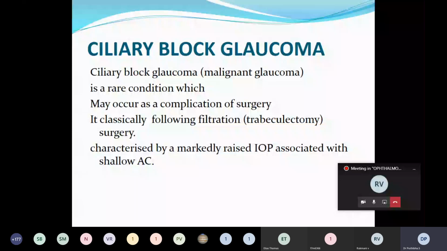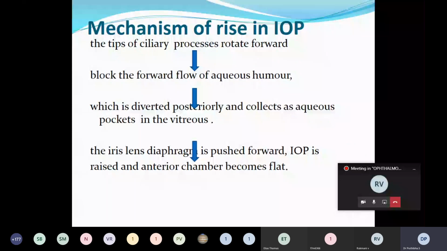So ciliary block glaucoma is also a type of secondary glaucoma. It's a rare condition which may occur as a complication of some surgery, mainly following trabeculectomy. It is characterized by markedly raised IOP associated with shallow AC. What happens here is the tips of the ciliary process rotate forward and block the forward flow of aqueous humor.